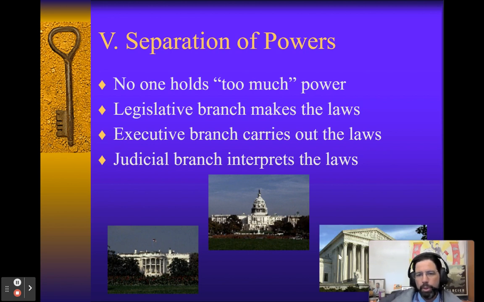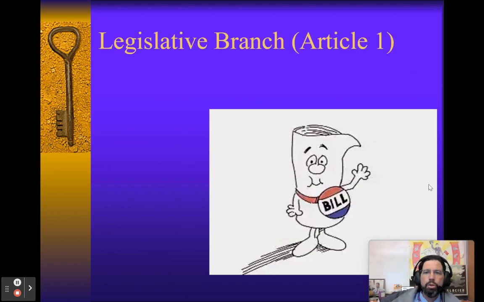So we have the Supreme Court building, the Capitol that holds the Congress, and of course the White House that contains the president. Independent branches of government, so no one can become too powerful. Then you describe within the Constitution in Article 1, what do these branches of government actually do?